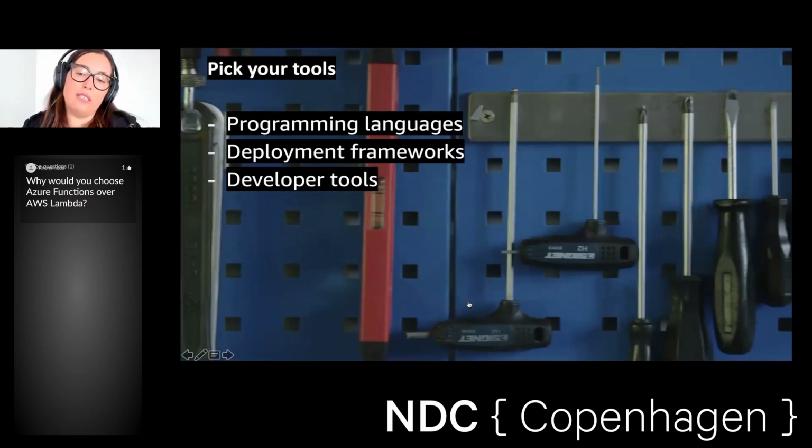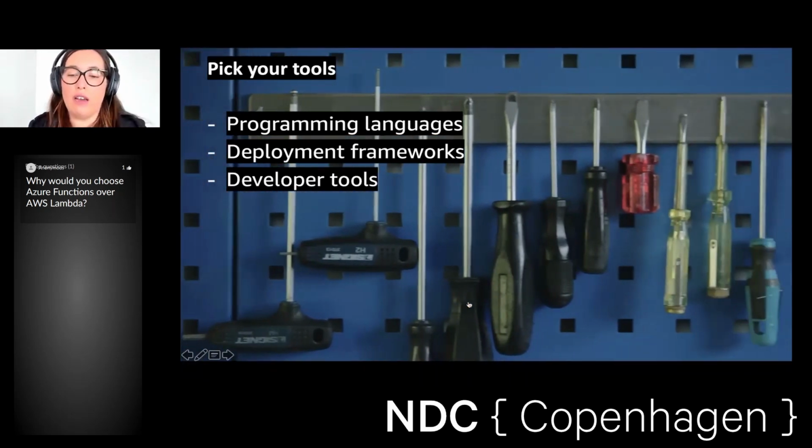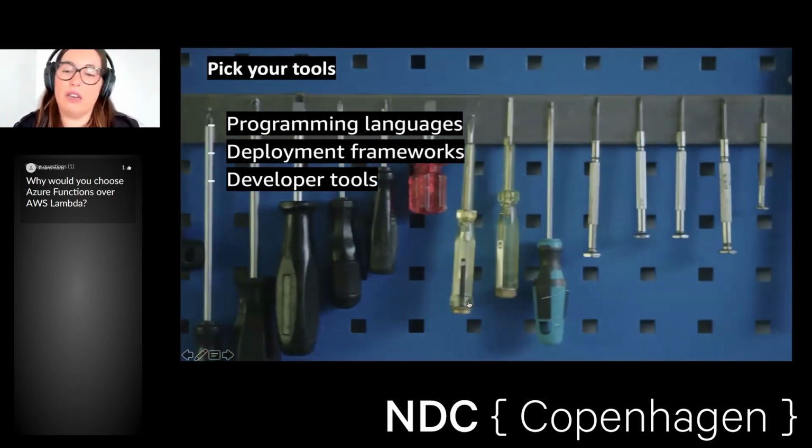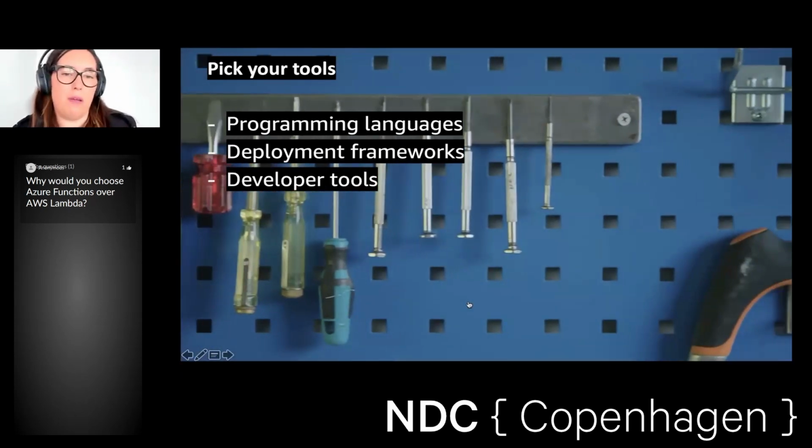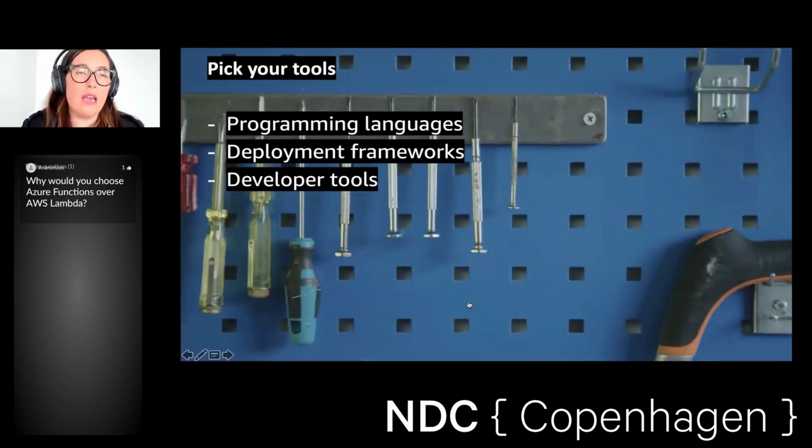And after you have decided on your team structure, now you have to pick your tools. And here you have to pick your programming languages, your deployment frameworks, your developer tools. We picked Node.js and the Serverless framework. We didn't have many options. Our original project was in Java, but Java support by that time was not really good for serverless, so we had to move to JavaScript. There was support for Python, but most of the libraries were still in Node, so that's how we chose our language.